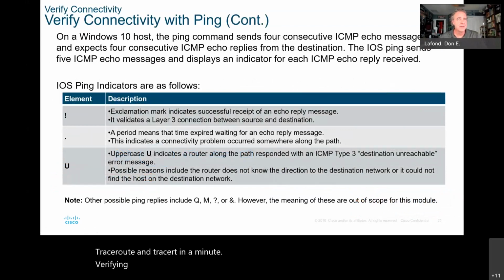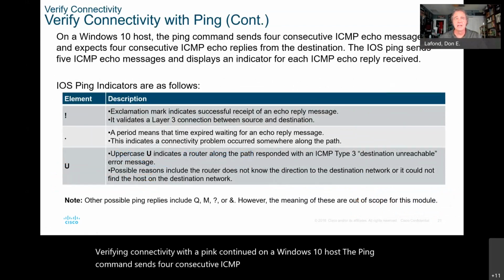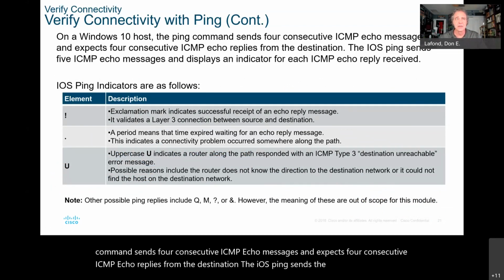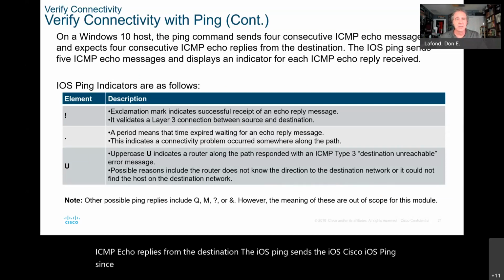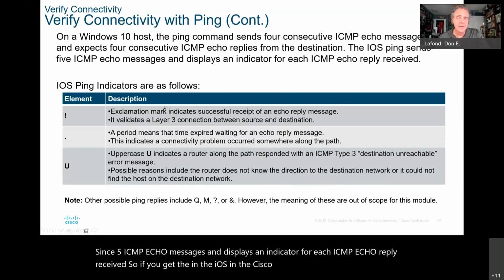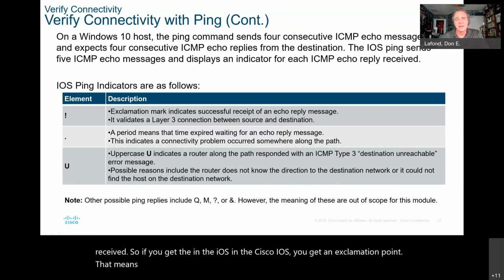Verifying connectivity with a ping continued. On a Windows 10 host, the ping command sends 4 consecutive ICMP echo messages and expects 4 consecutive ICMP echo replies from the destination. The Cisco IOS ping sends 5 ICMP echo messages and displays an indicator for each ICMP echo reply received. So in the Cisco IOS, if you get an exclamation point, that means that it was successful. The echo reply was received.